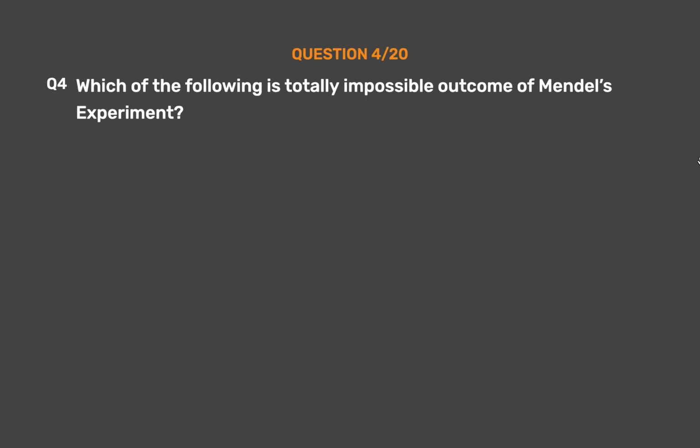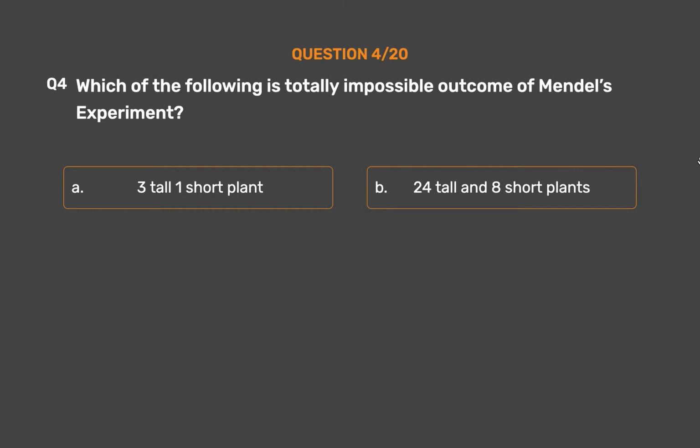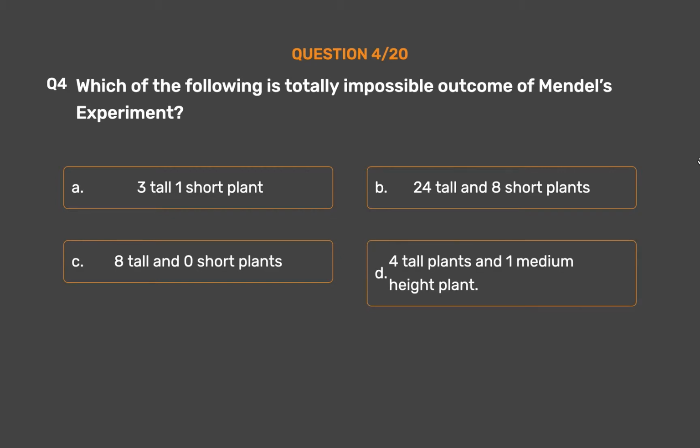Question number 4. Which of the following is a totally impossible outcome of Mendel's experiment? Option A. 3 tall, 1 short plant. Option B. 24 tall and 8 short plants. Option C. 8 tall and 0 short plants. Option D. 4 tall plants and 1 medium height plant.